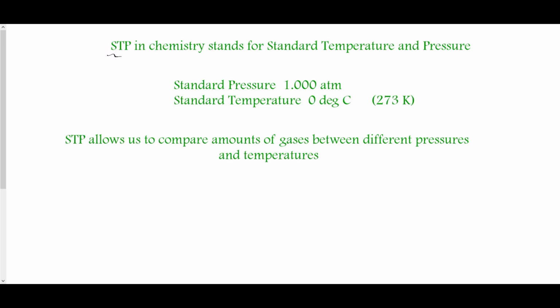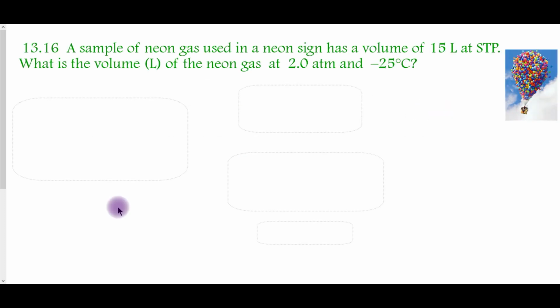In chemistry, we like to use abbreviations. STP stands for standard temperature and pressure, and sometimes that will be given in a problem. Standard pressure is 1 atm. Standard temperature is 0 degrees Celsius or 273 Kelvin. Since we are doing gas problems, we will use 273 Kelvin. Pause the video and give this problem a try.